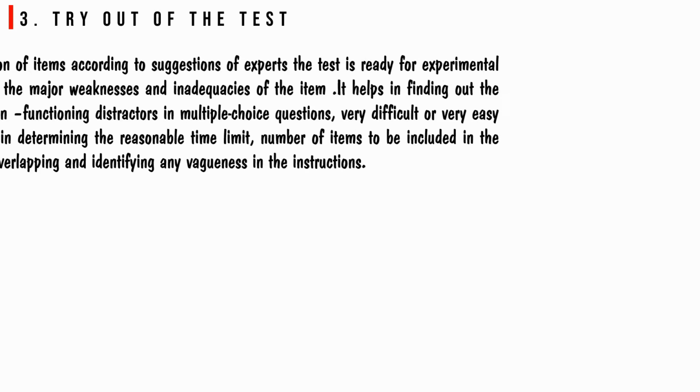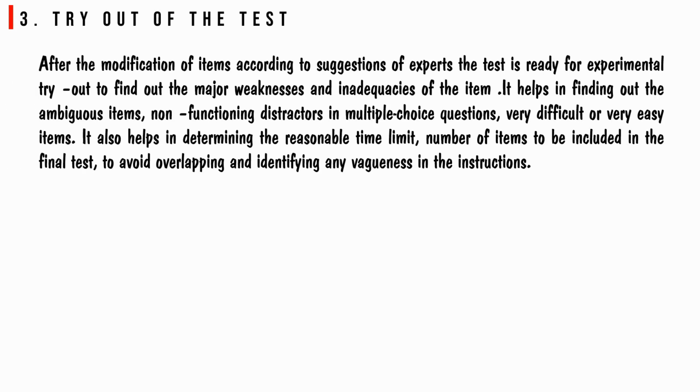Tryout of the test. After the modification of items according to the suggestions of experts, the test is ready for experimental tryout to find out the major weaknesses and inadequacies of the items. It helps in finding out ambiguous items, non-functioning distractors in multiple choice questions, and very difficult or very easy items. It also helps in determining the reasonable time limit, the number of items to be included in the final test to avoid overlapping, and identifying any vagueness in the instructions.